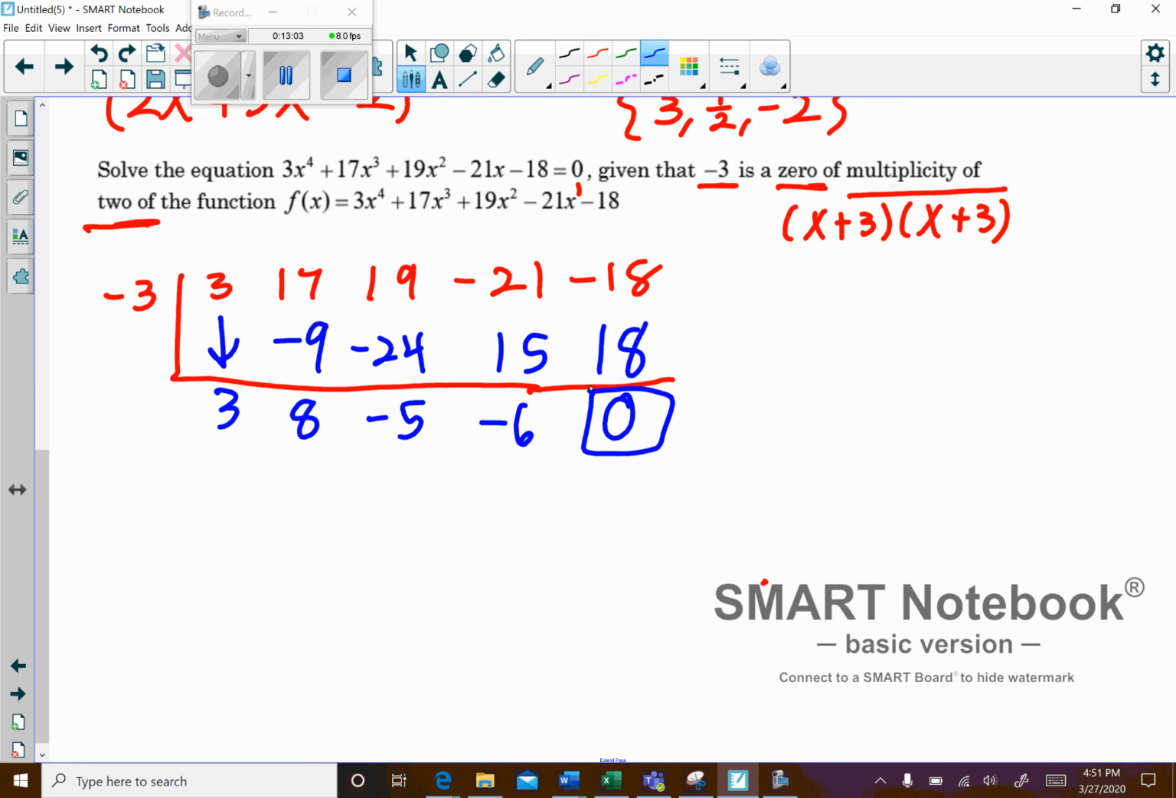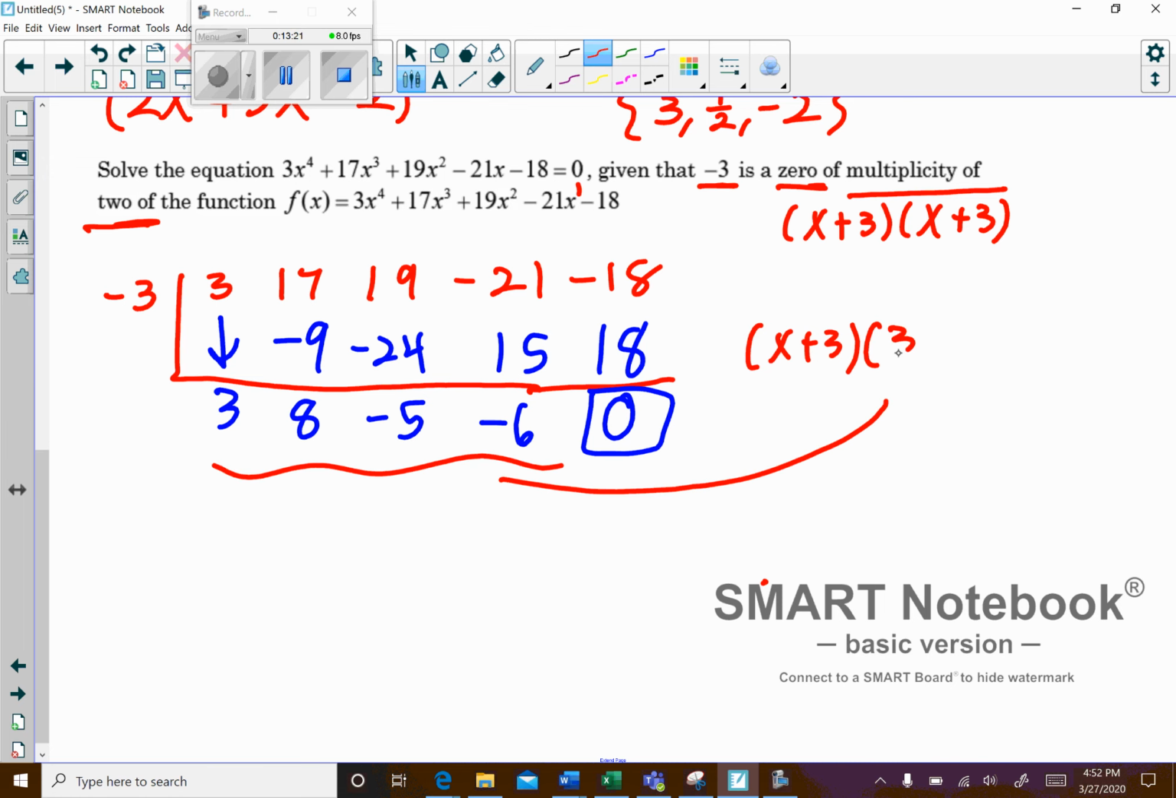Okay, so just to make sure we completely understand what's going on, I want to write what the result of this is, and then we'll go a step further in just a second. So we got one of our x plus 3 factors, and then what we were left with, and I'm going to drop it down to power, taking these numbers right here. This is going to become 3x to the 3rd power plus 8x squared minus 5x, and then minus 6.